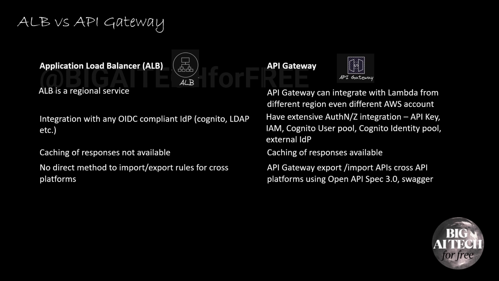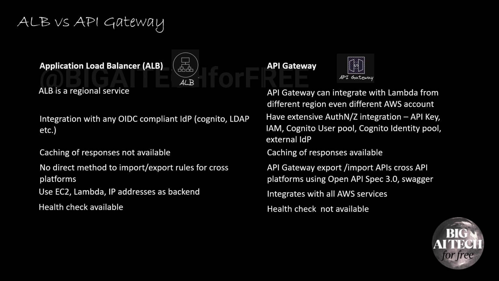There's no direct method to import and export rules across platforms on ALB, whereas API Gateway provides such functionality with OpenAPI Spec 3.2 or Swagger. So if you want to move to another load balancer from another cloud service provider, you have to code those rules again. Whereas with API Gateway, we can actually export and import the rules directly. ALB normally uses EC2, Lambda, and IP addresses as backend, whereas API Gateway integrates with any of the AWS services.